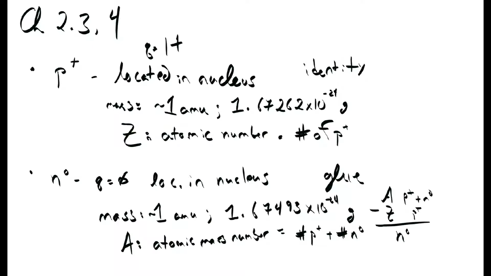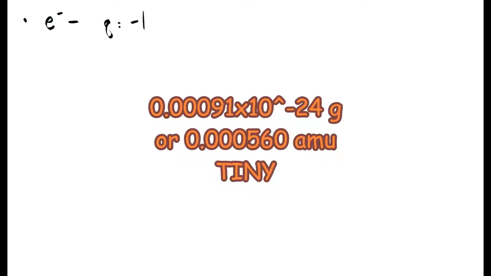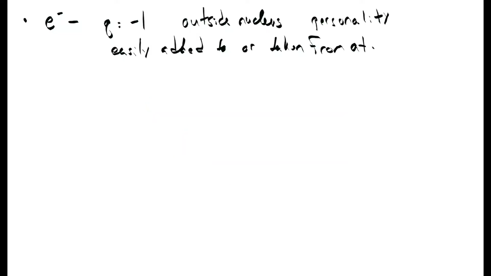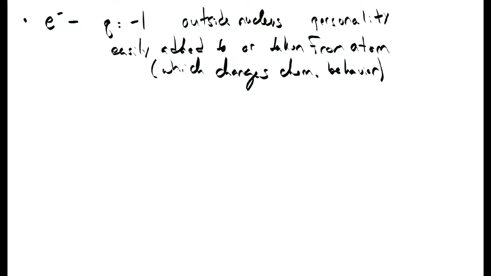And finally, we have the electron, charge of -1. It is outside the nucleus, and it gives the atom its personality. It is easily added to or taken from the atom, which changes the chemical behavior. So a sodium atom with a neutral charge is going to behave differently from a sodium ion with a 1 plus charge.